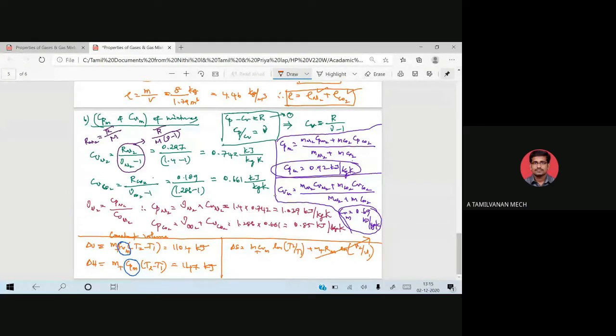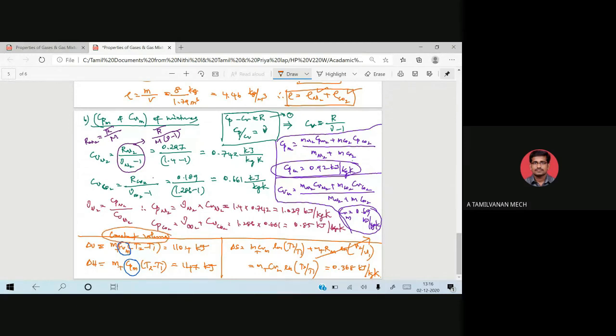Finally, we get m total times Cv of the mixture times ln of T2 by T1. After substituting the proper values, we get the change in entropy equal to 0.368 kilojoule per kilogram Kelvin. So here we discussed the process at a constant volume.